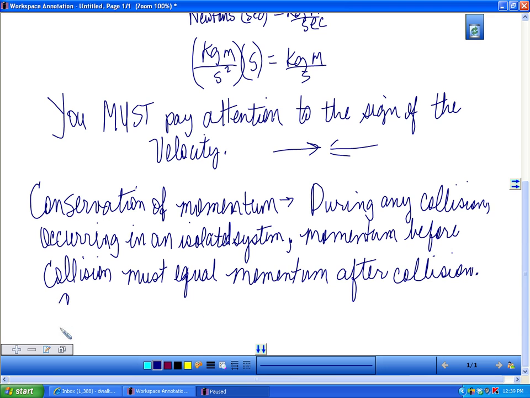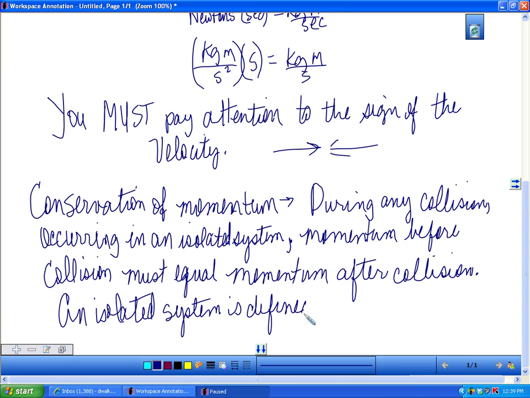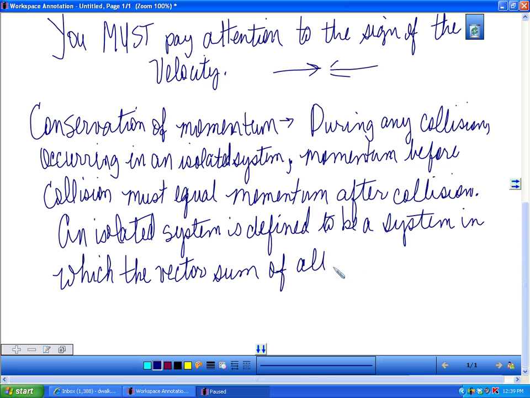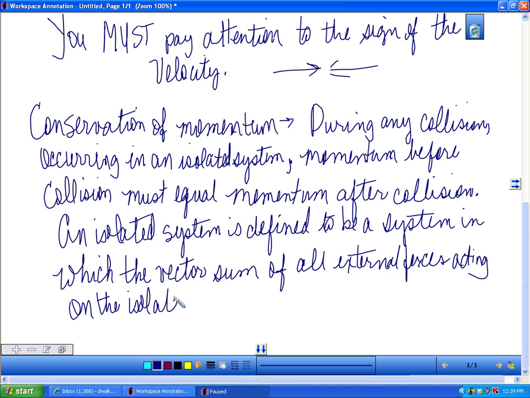Okay, now you need to know what an isolated system is. Well, an isolated system is defined to be a system in which the vector sum of all external forces acting on the isolated system must be 0.